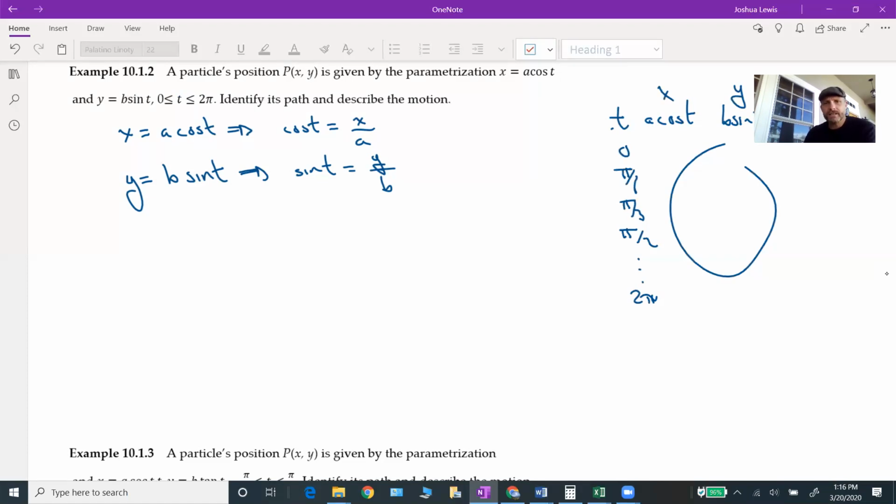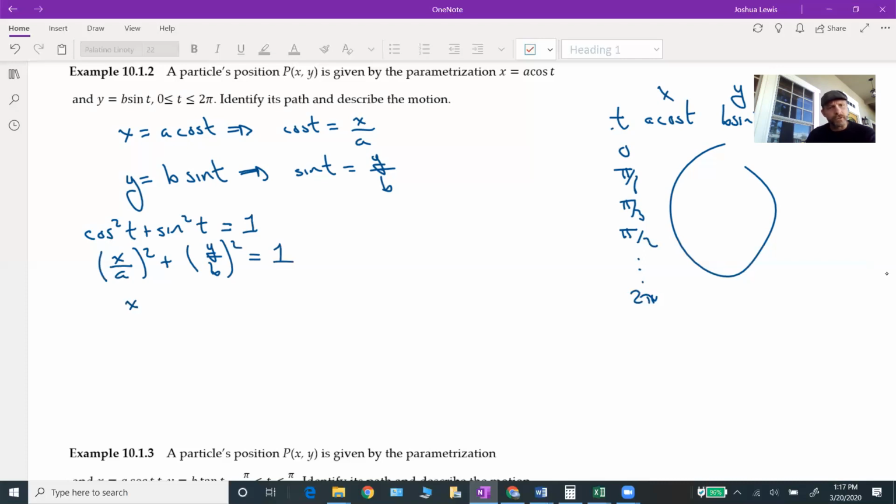And so why isolate cosine and sine? Well, that's because I know an identity, right? I know that cosine squared t plus sine squared t is equal to what? Yeah, it's equal to 1. Well, what did I say cosine was? Oh, x over a. So really, I have (x over a) squared plus (y over b) squared equals 1.